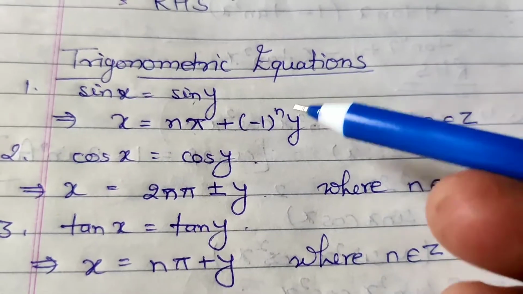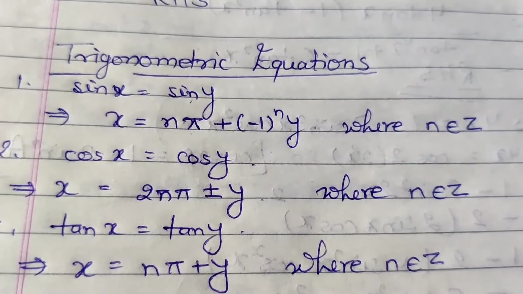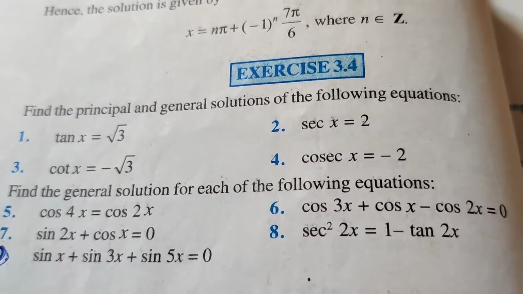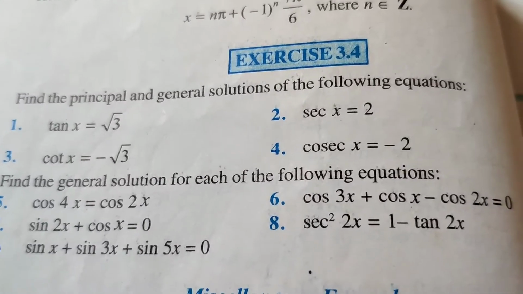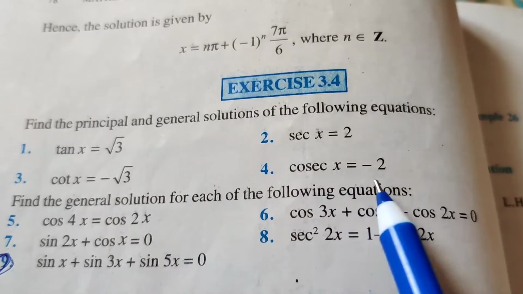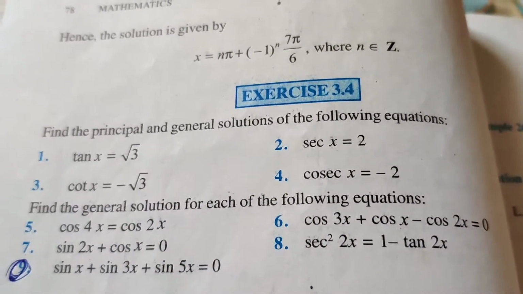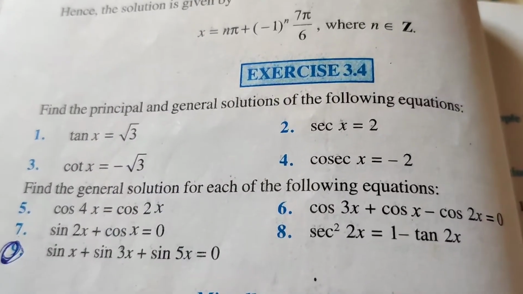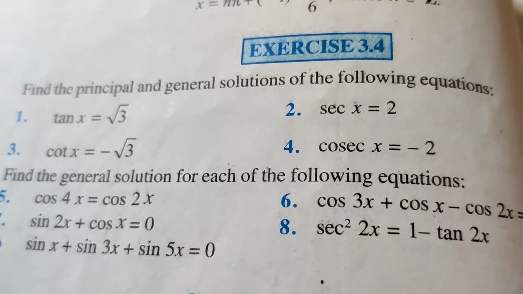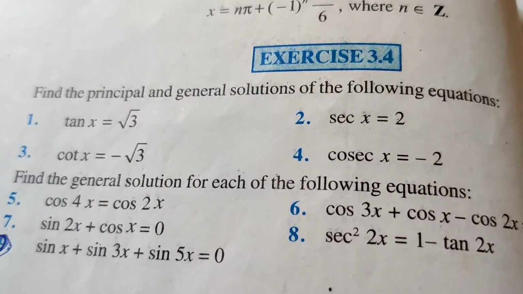Now using these equations, solve exercise 3.4. Find the principal and general solutions of the following equations. There are 4 questions, and we need the principal solution and the general solution for each of these equations. Question number 1 is tan x equals root 3. Root 3 is the value of tan pi by 3.